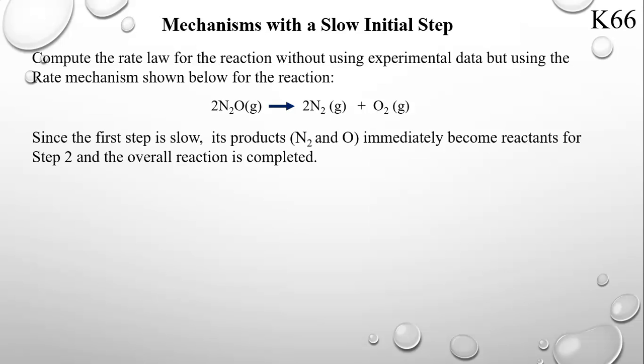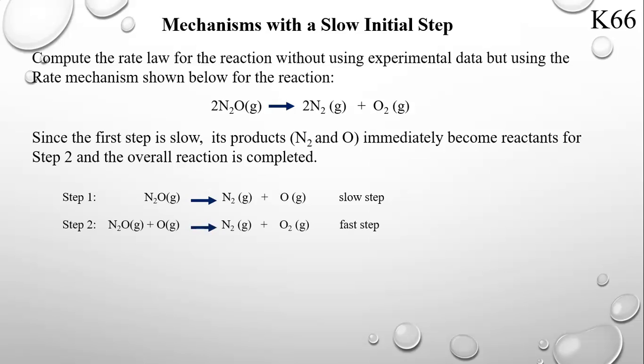Its products, N2 and O2, immediately become reactants for step 2, and the overall reaction is completed. So here's the first step. This is happening very slowly. So N2O is breaking into N2 and O, and that's happening very slowly. The fast step is the next step.